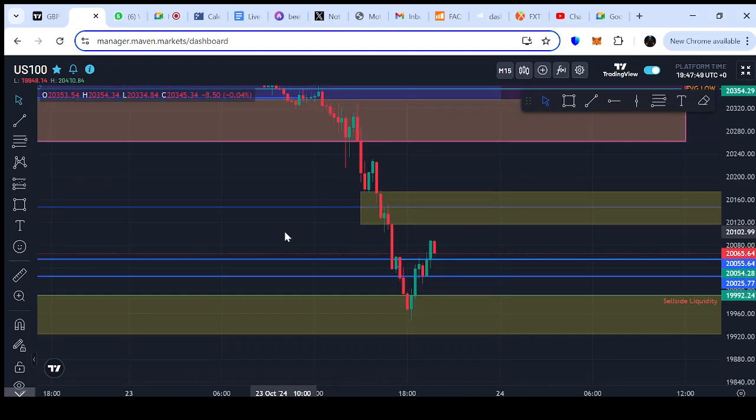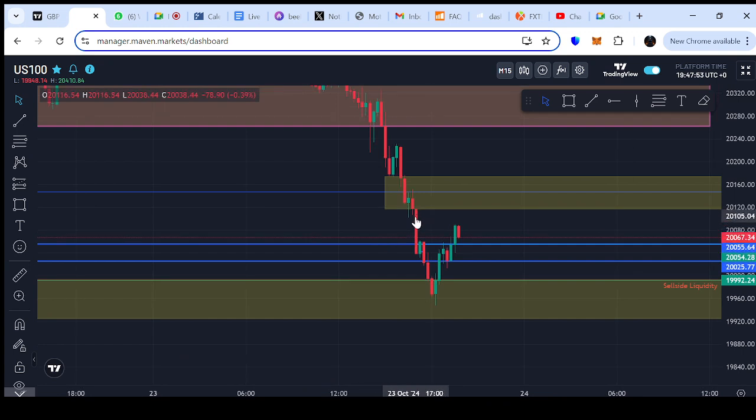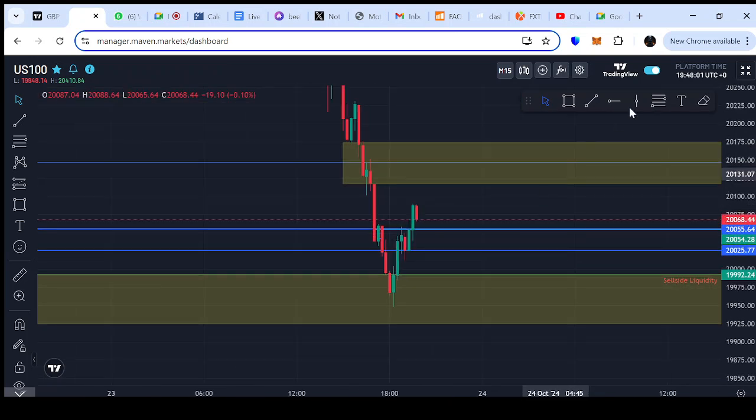Here in 15 minutes, you can see what price is doing. We have delivered. Here is also an inefficiency here in 15 minutes. CB, sell side imbalance, buy side inefficiency. To get the 50% of this inefficiency, you anchor from this bullish candle, from the high of it to this candle, the low of it.